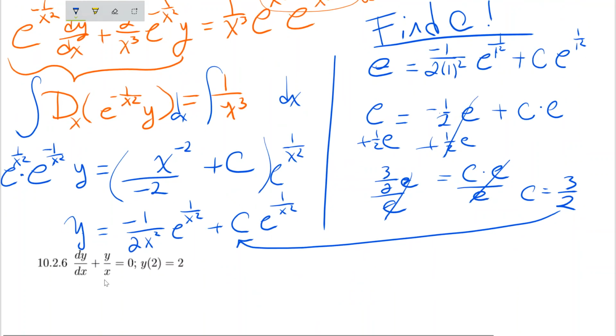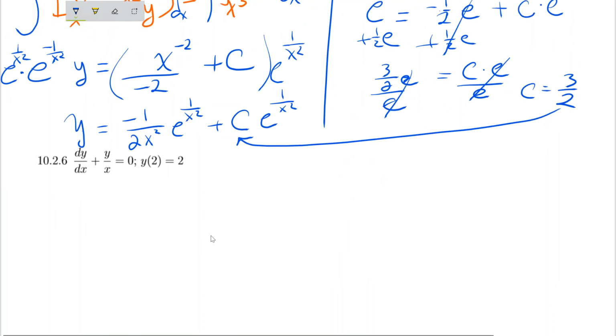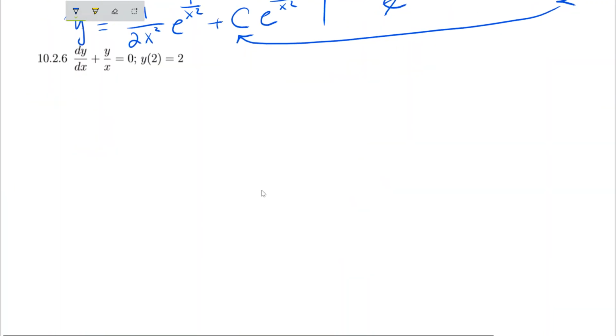I have a bad feeling about this one because that one went nicer than I thought it was going to. Oh no. Okay. Scrolly, scrolly, scrolly. All right. So I have good news. This one is already in proper linear form. I'm going to write it a little bit differently so you can more easily see where the p function is. I should have put this one first. I think this one's easier than that one.